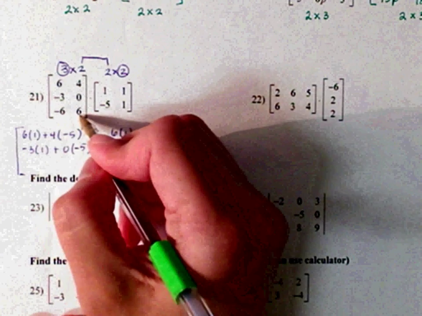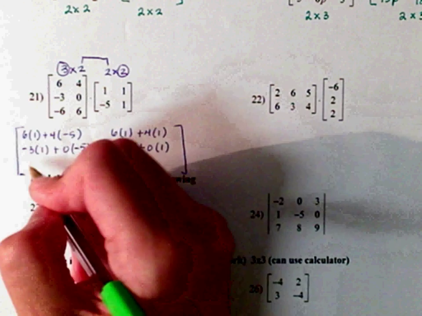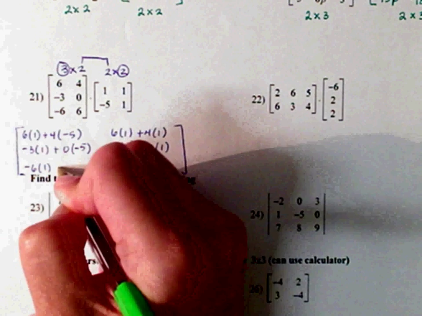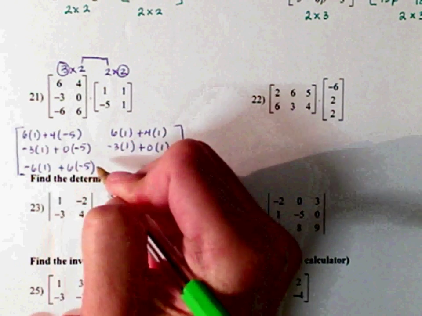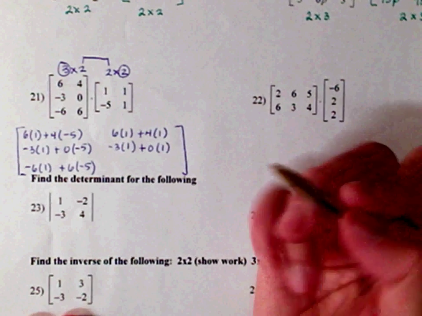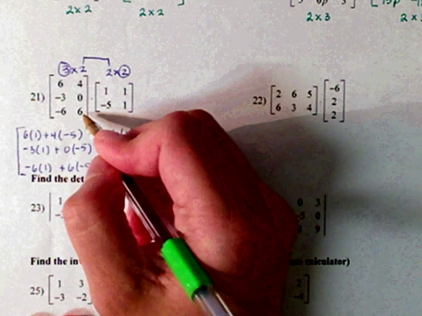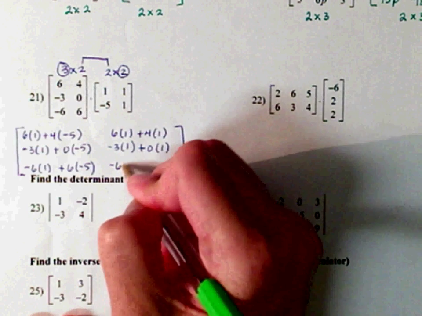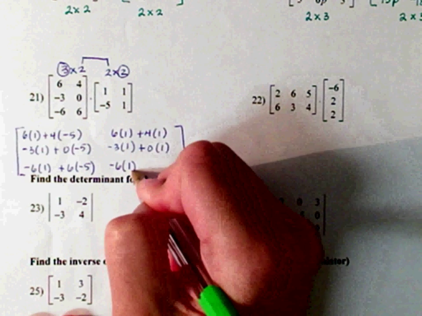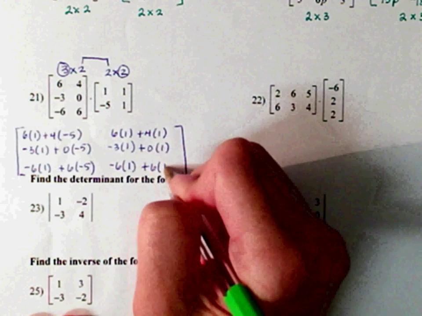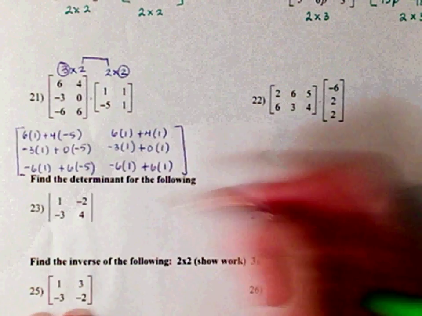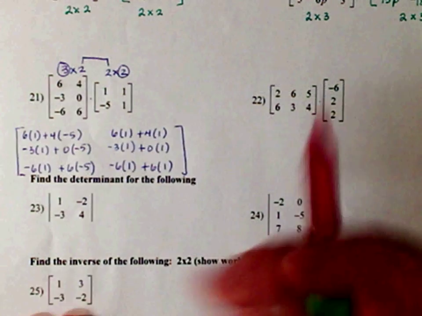Last row, first column, negative 6 times 1 plus 6 times negative 5. You could do all this math at one time, but I just want to show you step by step. Negative 6 times the second column, 1 plus 6 times 1. Okay? So there is your work. Now let's go ahead and find our solution.